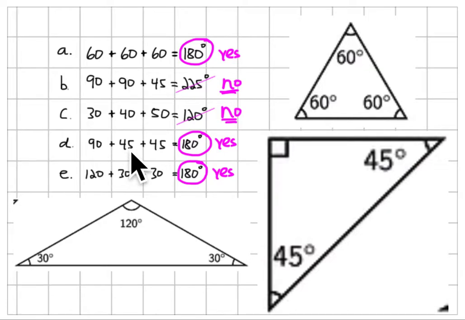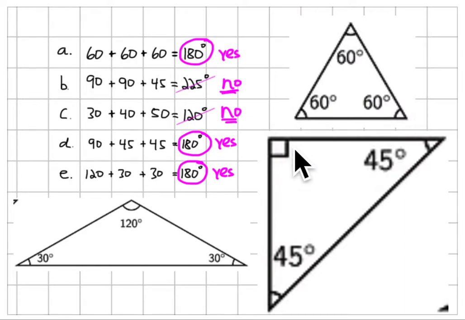D is 90, 45, and 45. So this is an isosceles right triangle. 90 degrees is the right angle, and the other two angles are 45 degrees, so it's this one right here. It has to be an isosceles right triangle. Can't be anything else, because these two angles have to be 45 degrees.